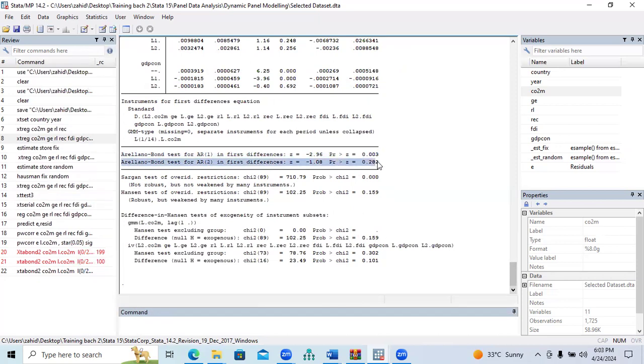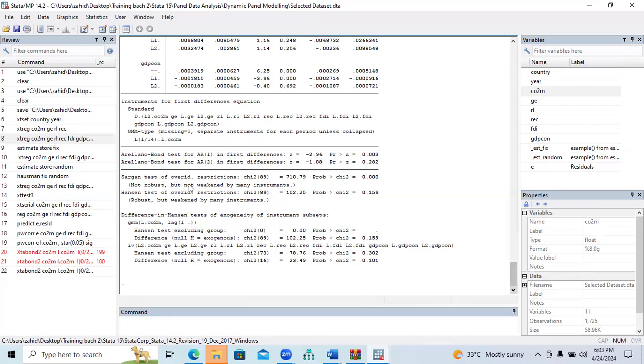If the second order serial correlation is not significant, it means your GMM estimation is valid. But if the second order serial correlation is significant, it means your system GMM estimation is not valid. So in our case, the second order AR test is not significant. So we can say that our GMM estimation is good.